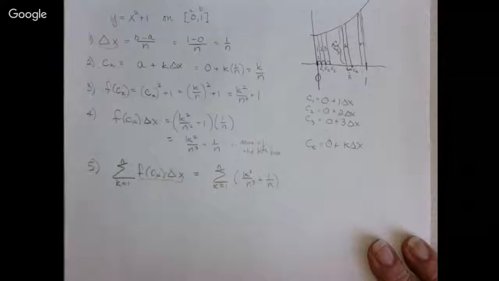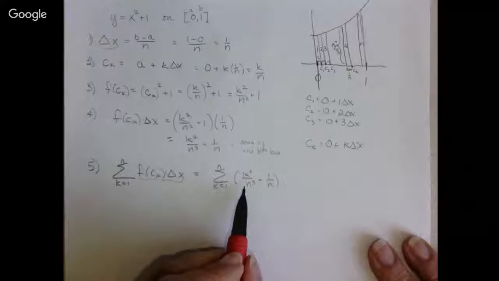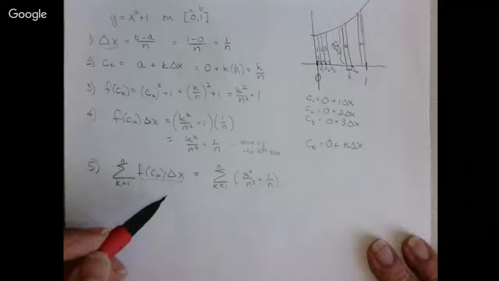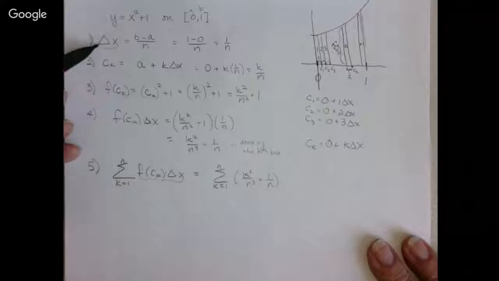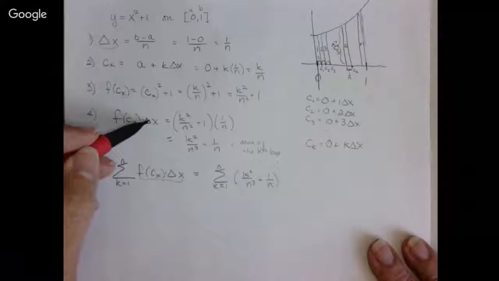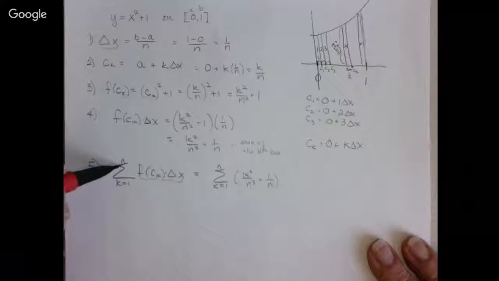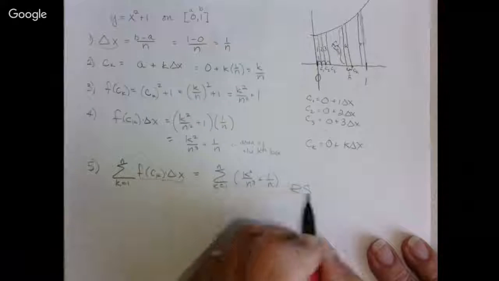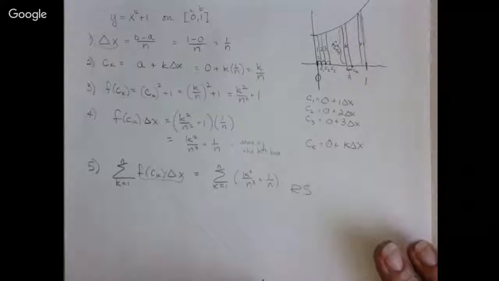f of C sub k times delta x. And so for this activity, this is what I want you to work on. Find the delta x, the C sub k, the f of C sub k, and multiply f of C sub k times delta x, and then sum it up from k equals 1 to n. This is called the Riemann sum, and I've abbreviated it RS.